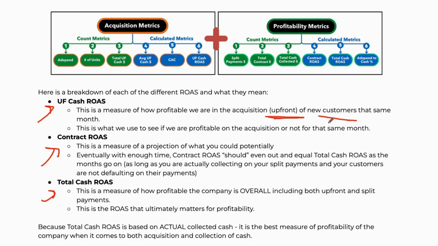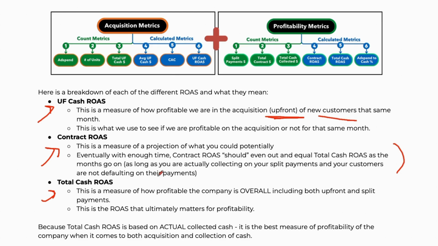Contract ROAS is a ROAS that we use to project and see, hey, potentially in the future, if we actually collect on all of these accounts receivables, if we collect on all these contracts, what would our total cash ROAS potentially look like in the future? Now, there's a little bit more of an explanation here. I'm not going to go into it. You can always read it inside of the guide.